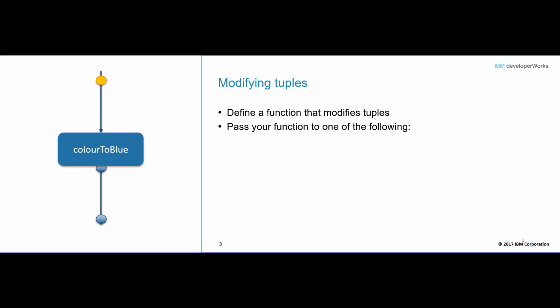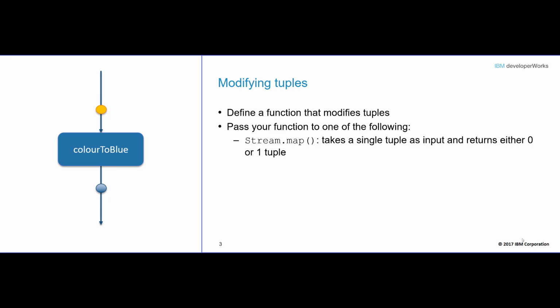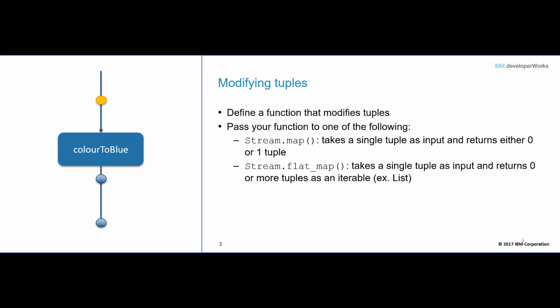When you want to modify the content or type of a tuple in any way, including splitting tuples, you must first define a function that will modify a tuple as desired. Then you can call it with one of the following. The map function is the generic function for transformations that produce a single tuple. It takes as input a callable object that takes a single tuple as an argument and returns either 0 or 1 tuple. The flat map function works similarly, but it can return 0 or more tuples as an iterable. It is used for returning multiple tuples, for example, splitting a coordinate pair into x and y components.